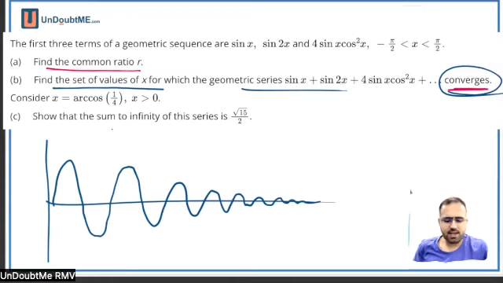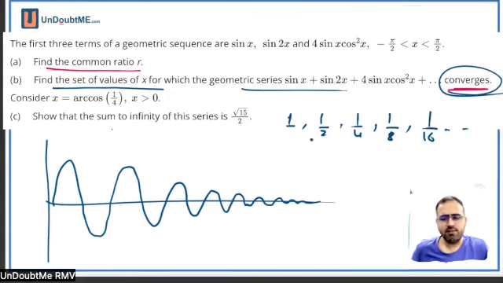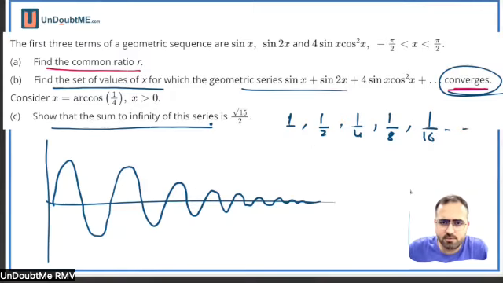One more example I can give. For a geometric progression, let's say I start with 1, then 1 by 2, then 1 by 4, then 1 by 8, 1 by 16, and so on. You can see that gradually the value is becoming very small, and at infinity the terms of this series will have a zero value. So for such a type of series only, we can find the sum of infinite terms.